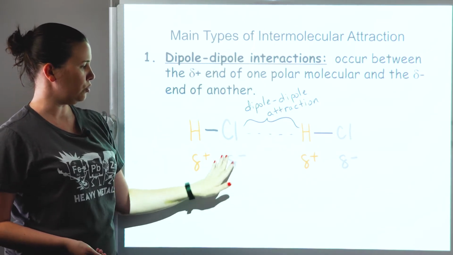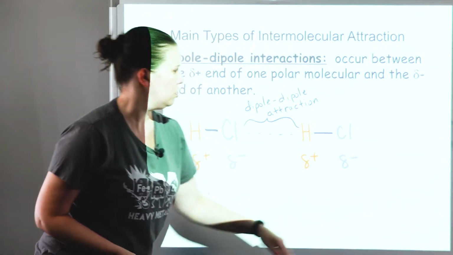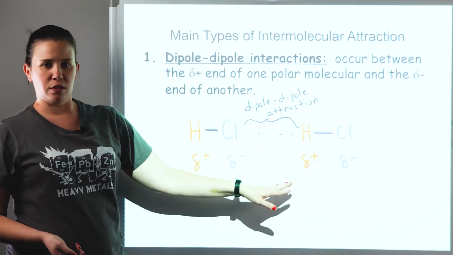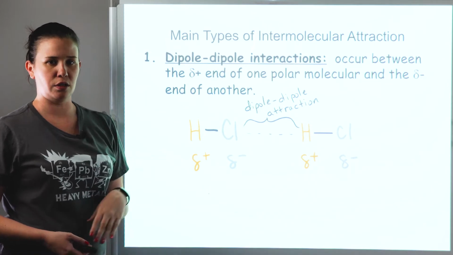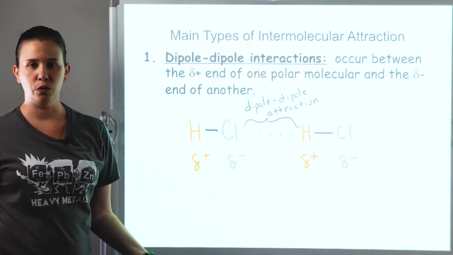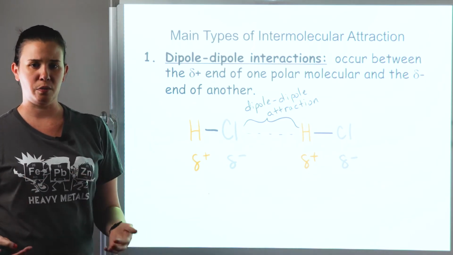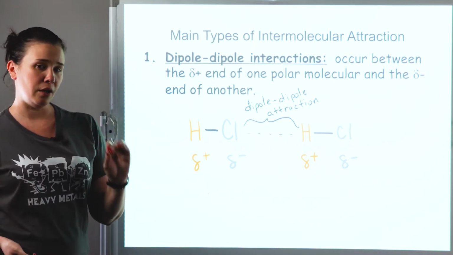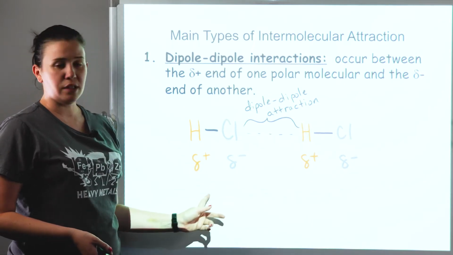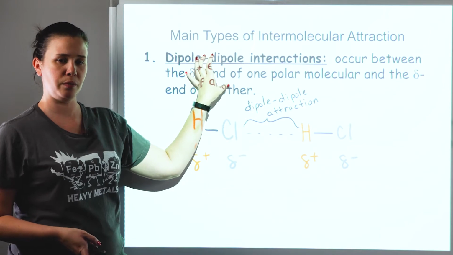For example, this chlorine's partial charge being attracted to this hydrogen's partial charge. Whenever that happens, we call that a dipole-dipole interaction. There would be an attraction between those two separate molecules. If you had non-polar molecules, you would not have a dipole-dipole interaction. Now, the greater the difference in these partial charges, the stronger this type of interaction would be.